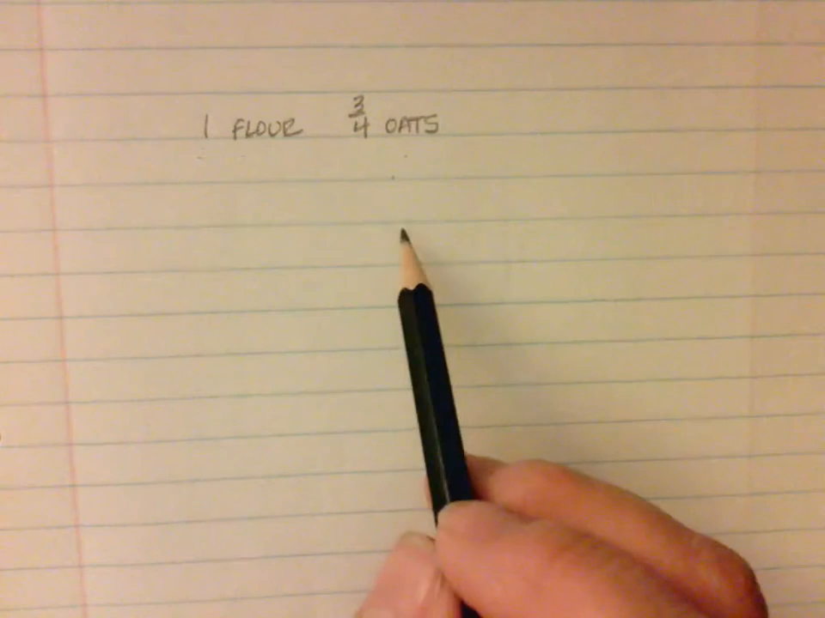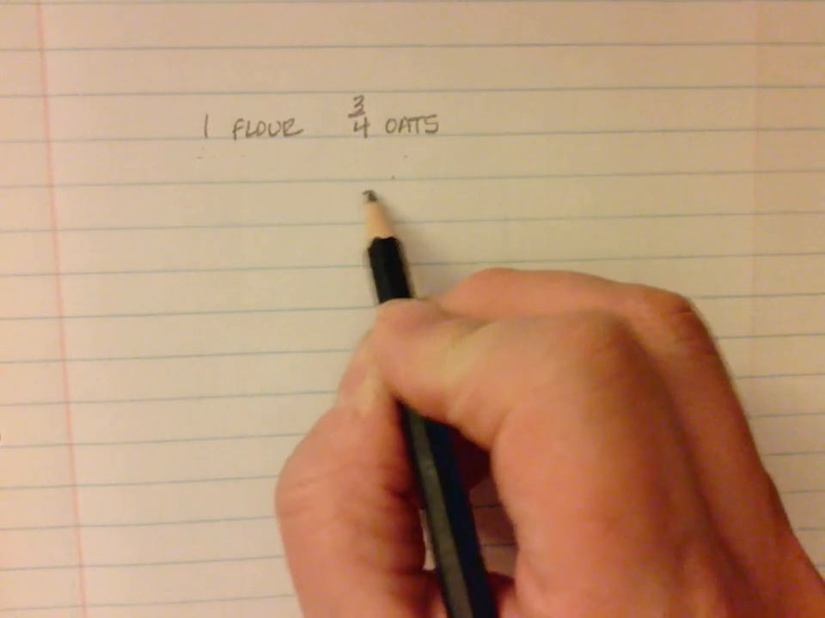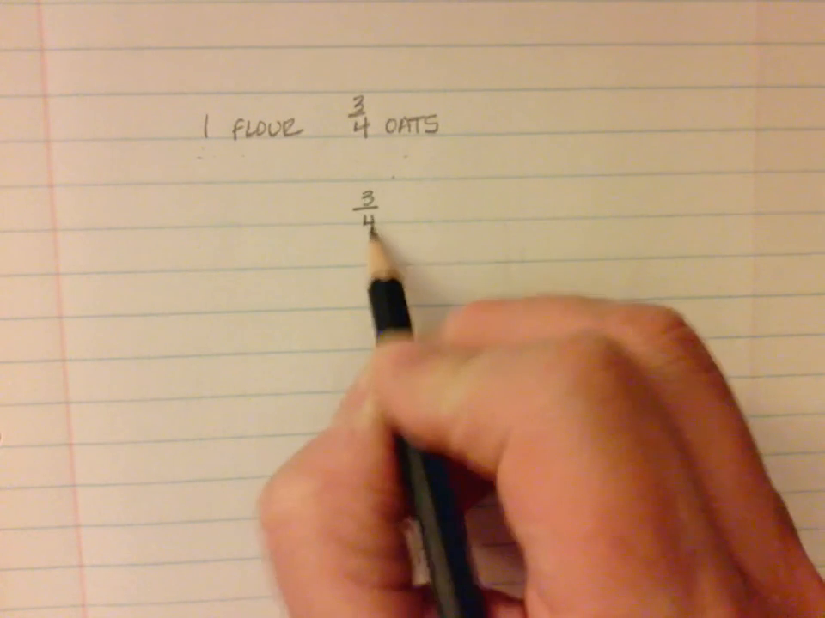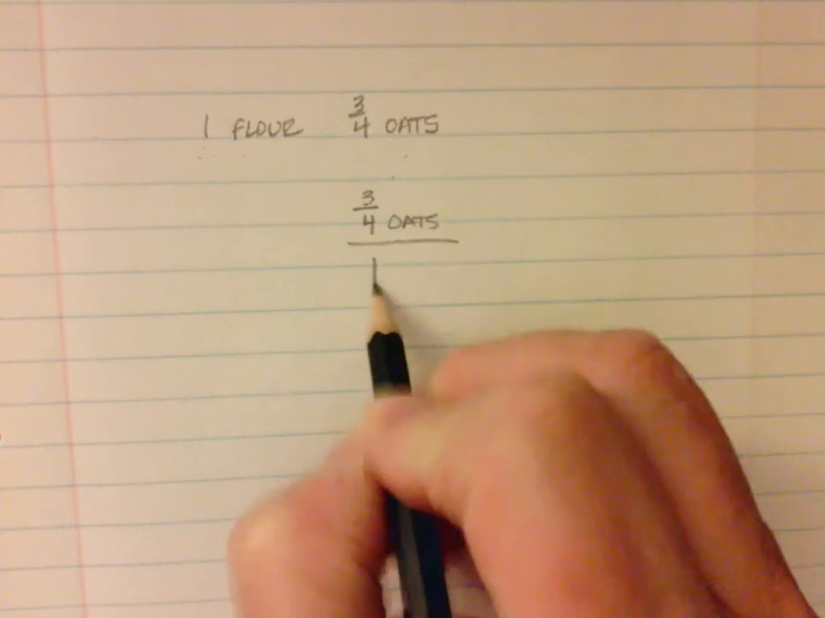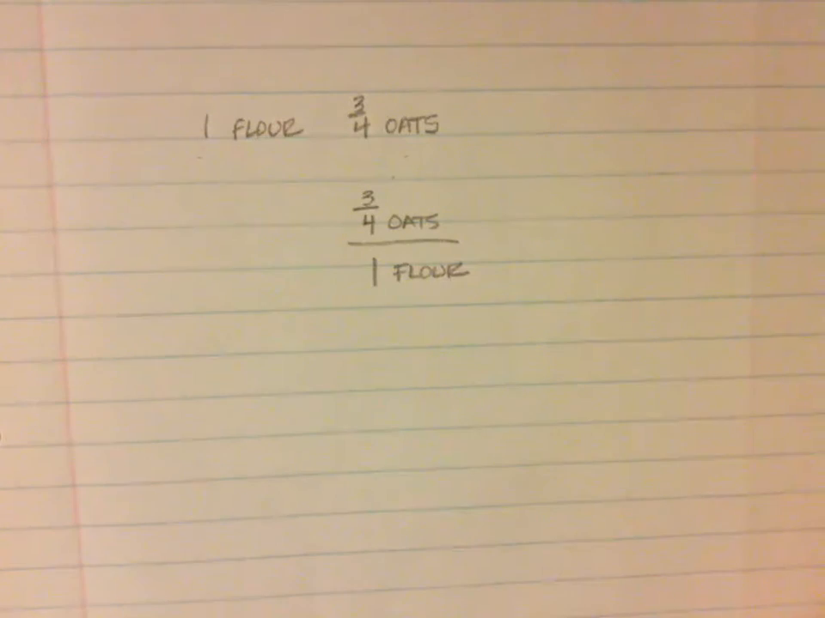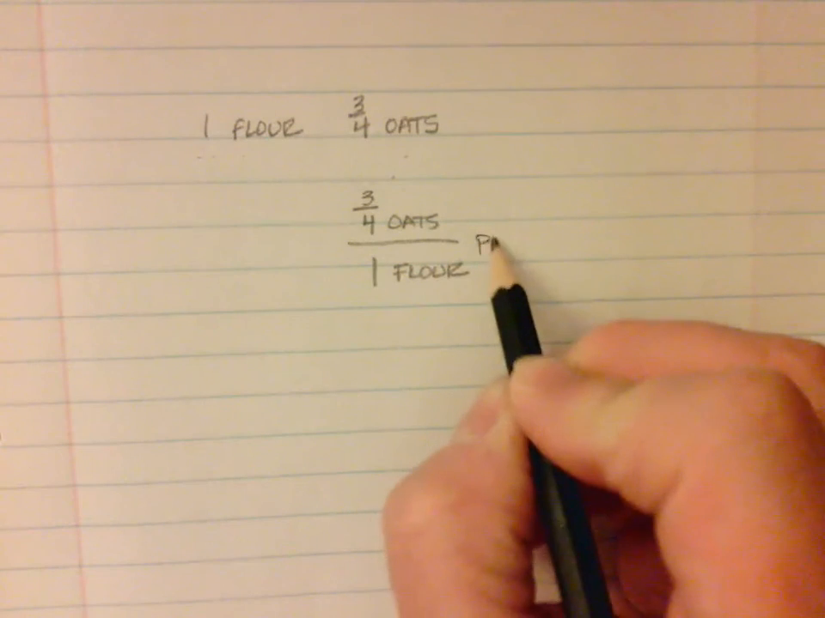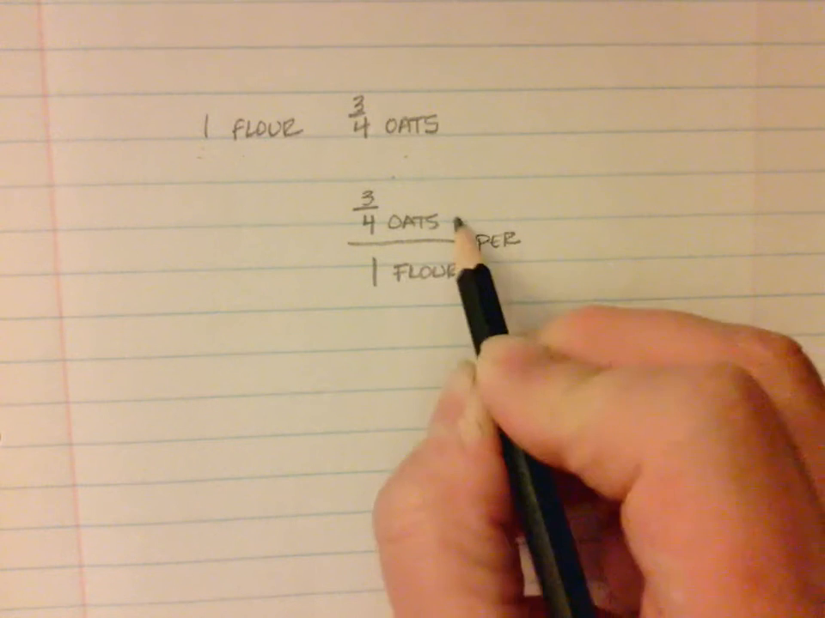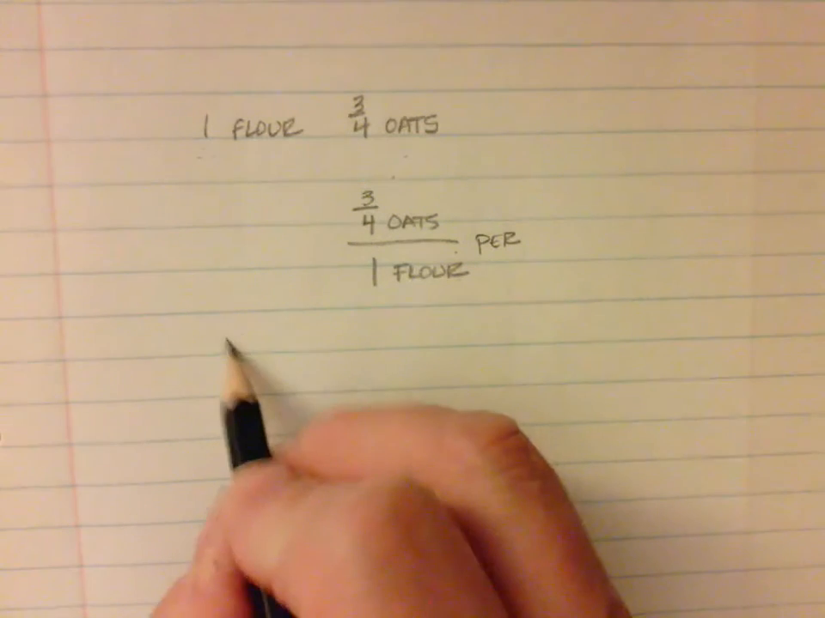So I can generally say that if I want my rate, it's 3/4 oats for every 1 cup of flour. And again, I have a rate and I have the word per. Cups of oats per cup of flour, if that makes any sense. So I'm going to write this like an equation.